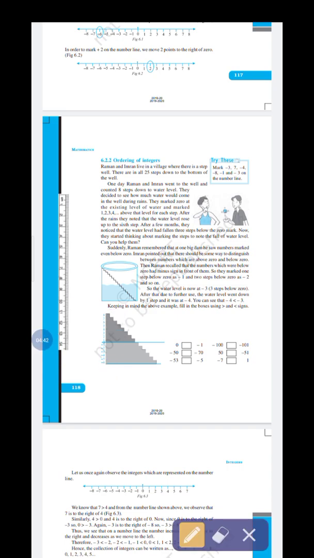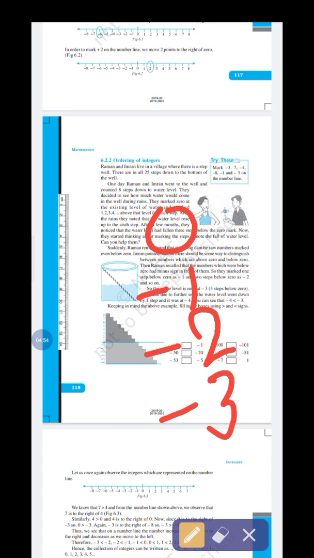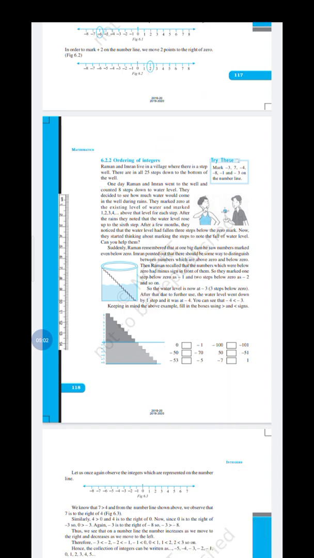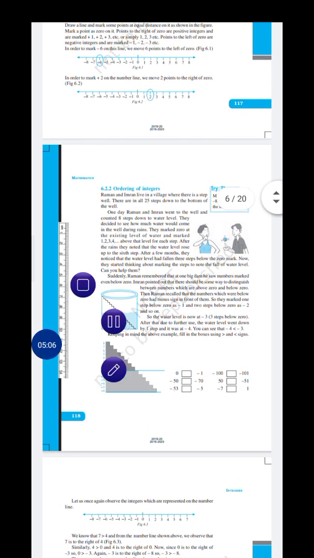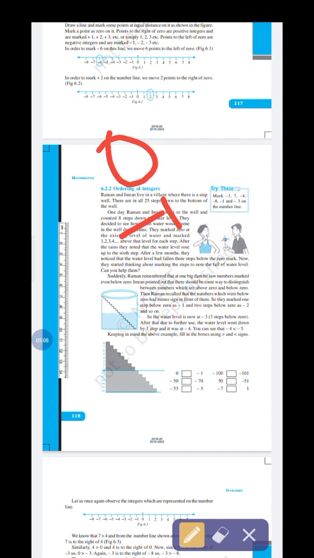So one step below 0 they will mark -1, then -2, then -3, then -4. Here above 0 it is 1, 2 and 3. Now the water level is at minus 3. So minus 1, minus 2, minus 3.